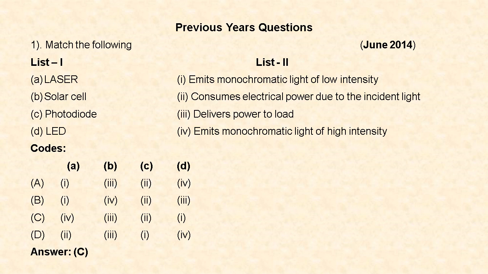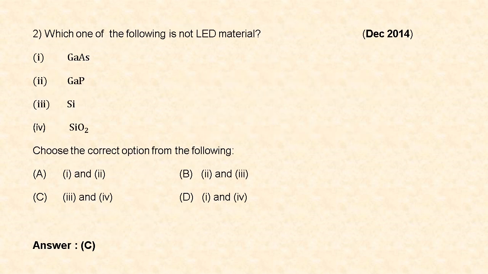Next, LED. It emits monochromatic light of low intensity. Hence option C is correct. Second question, which one of the following is not LED material? This question was asked in December 2014 and they have given: 1. gallium arsenide, 2. gallium phosphide, 3. silicon, 4. silicon dioxide. Choose the correct option from the following.